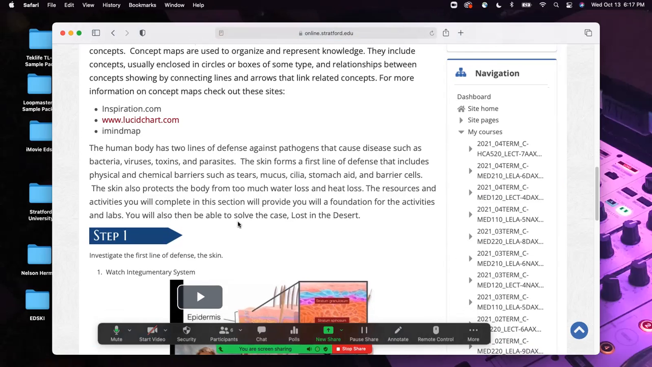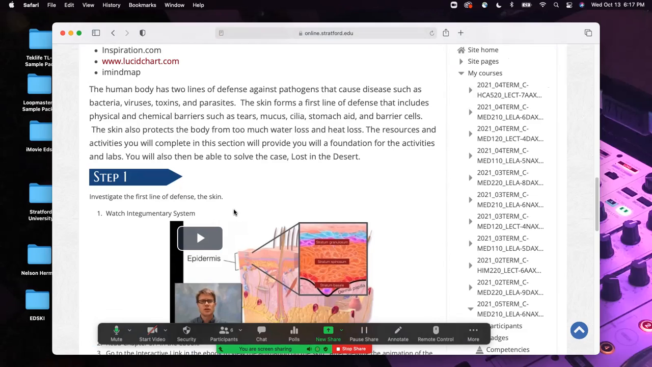So today we'll be talking about our first line of defense, which is our integument system, or our skin. And it also deals with what they call our innate body defenses, which are our chemical barriers, such as mucosal lining, tears, cilia, and stomach acid.